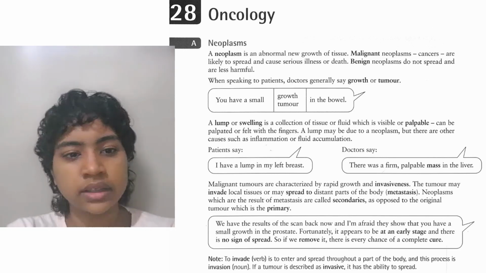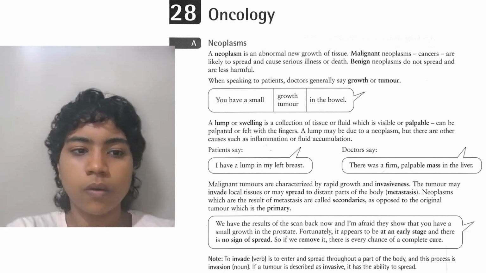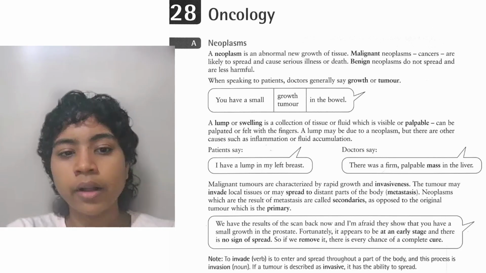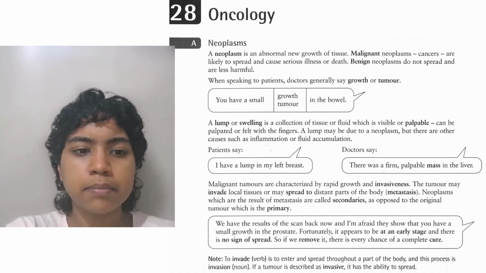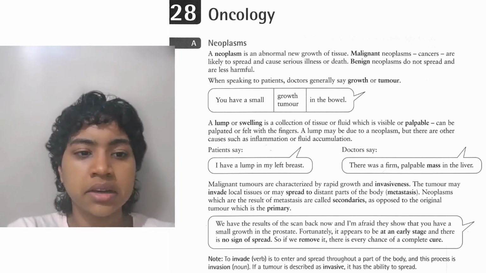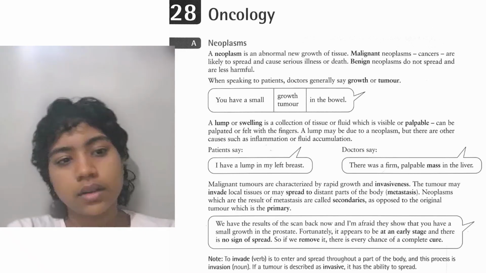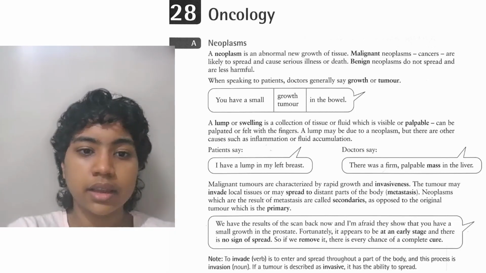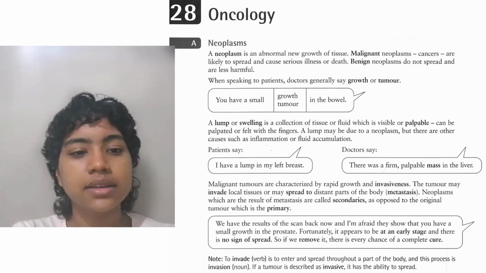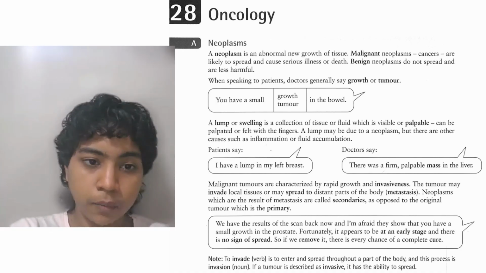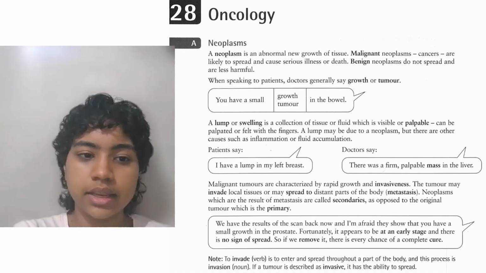A lump or swelling is a collection of tissue or fluid which is visible or palpable, can be palpated or felt with the fingers. A lump may be due to a neoplasm, but there are other causes such as inflammation or fluid accumulation. Patients say, I have a lump in my left breast. Doctors say there was a firm, palpable mass in their liver.